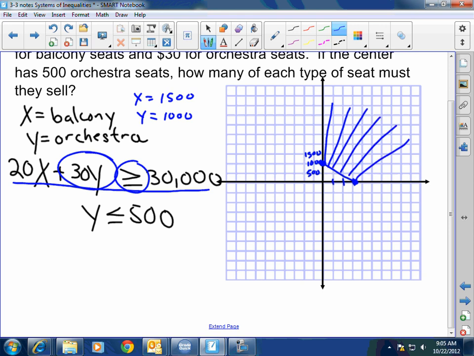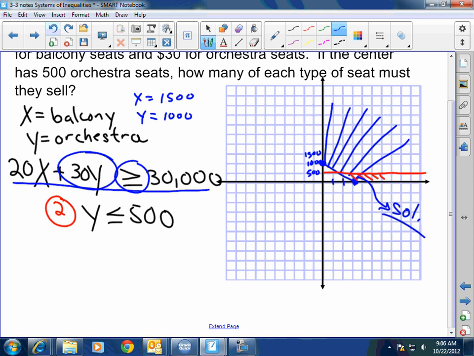Now, y is less than or equal to 500. So here's 500. Y is less than or equal to 500, so down here. It would not go into the negative, yes. Thank you, son. So it'd really be from here, and it's all of this down in there. And that will be your solution set, this part right here. Does that make sense, gentlemen?